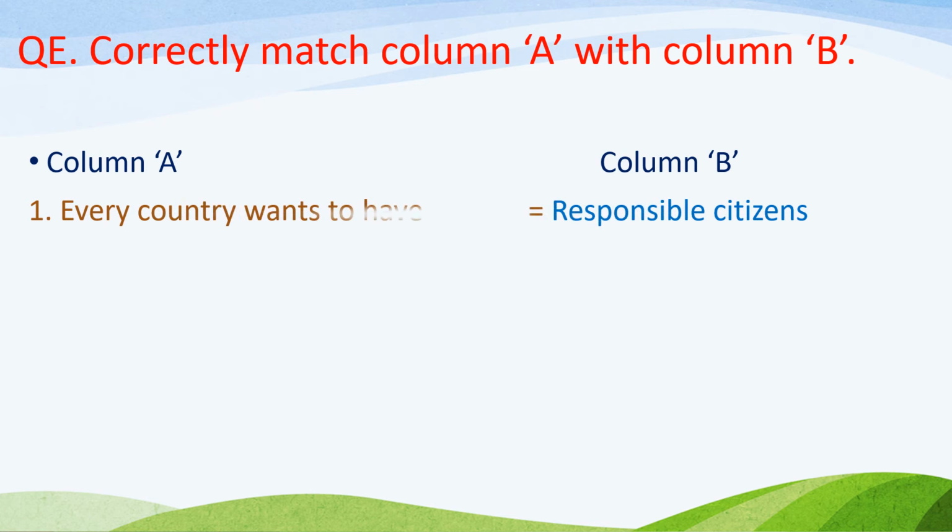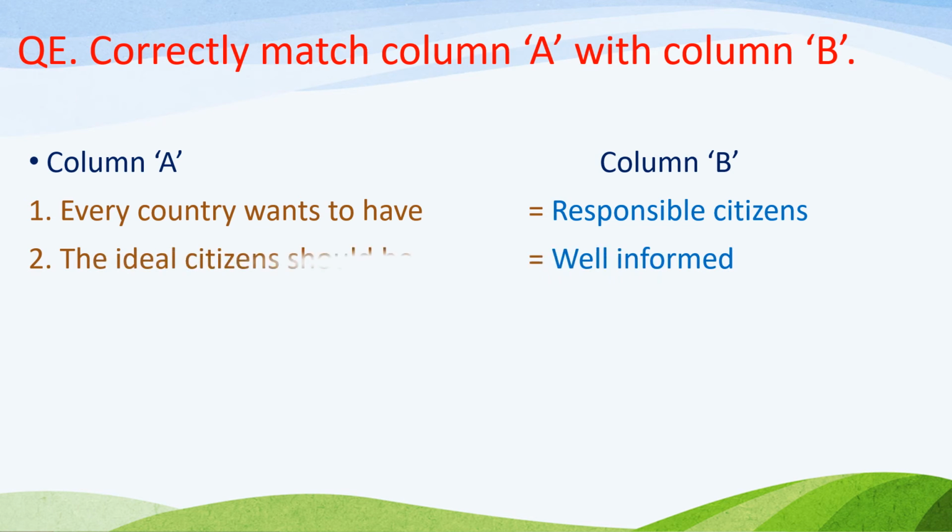So students, let's try to match column A and column B. Every country wants to have, the answer will be responsible citizens. Yes, every country wants to have responsible citizens, not the unwanted antisocial people. Number 2 is the ideal citizens should be well informed. Yes, the ideal citizens should be well informed. Then only they will be alert and agile.